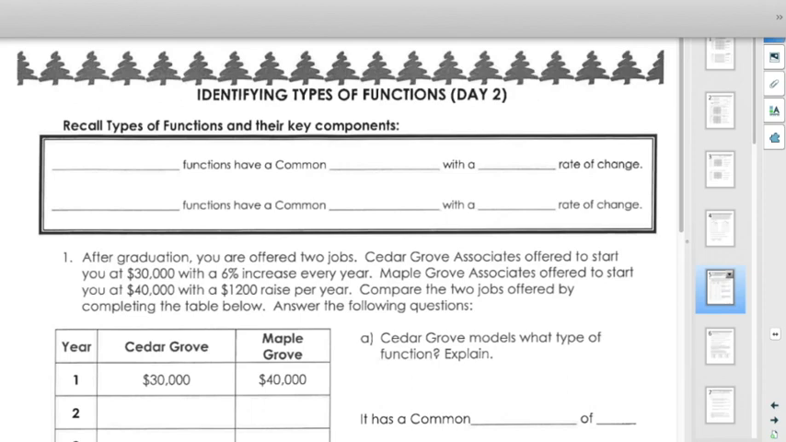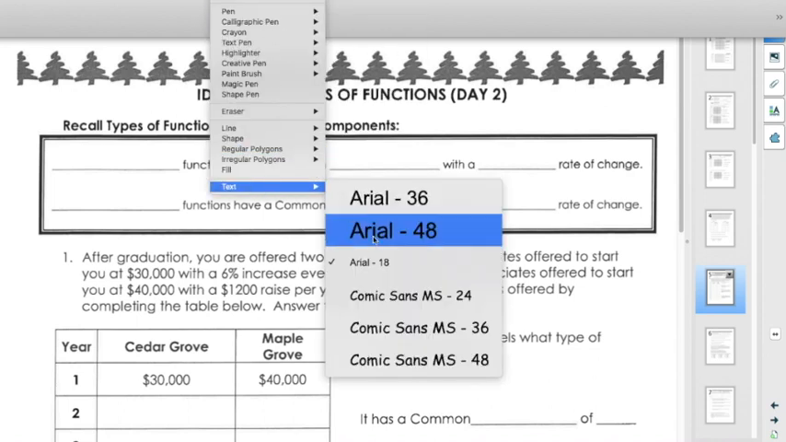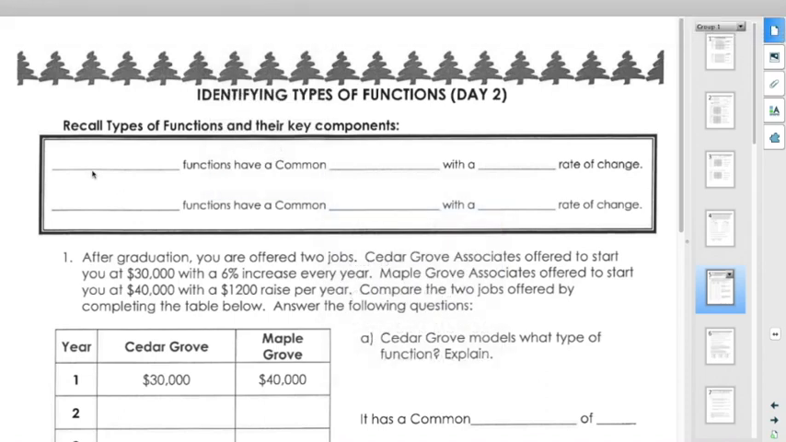Exponential functions. Here we're going to work more with identifying those different types of functions. Are we working with a linear function or are we working with an exponential function? So let's jump right into it. Blank functions have a common, well, let's start filling this in here. So we have two different functions now.